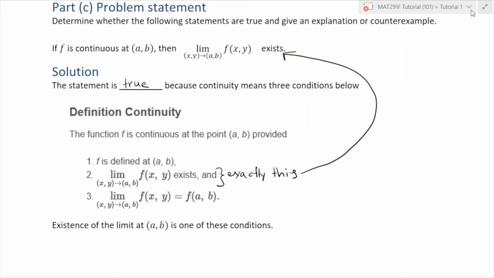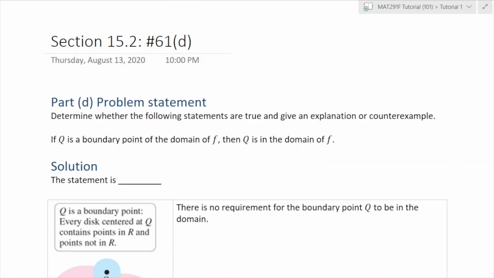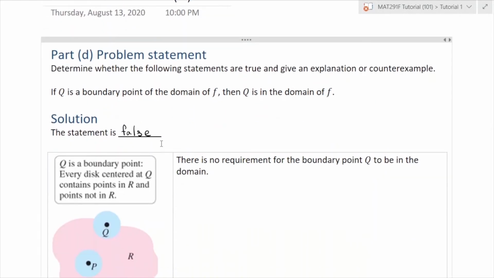Let's do the next part. The next part says if Q is a boundary point of the domain of a function f, then this point Q is in the domain of f. So it says if it's a boundary point, then it's in the domain. This statement is false because it's not necessarily true. You can have a point that's outside the domain and still is a boundary point.